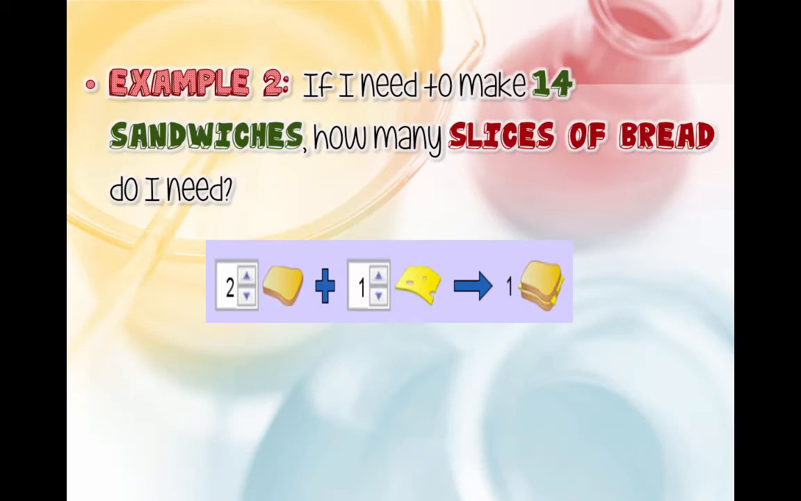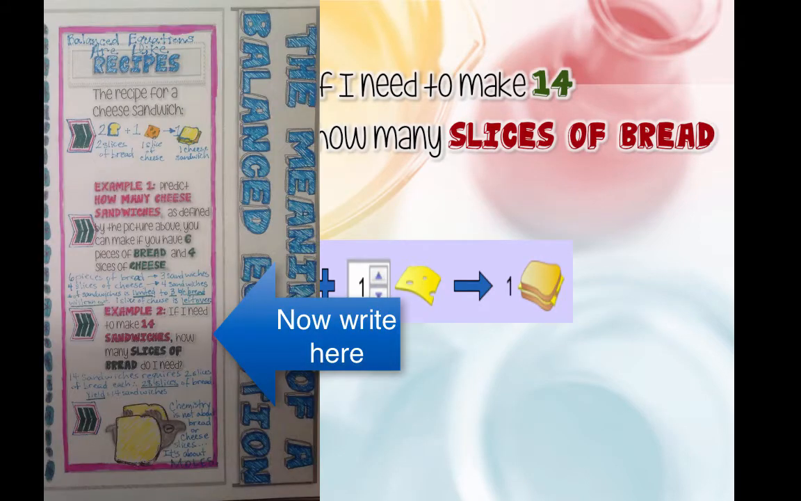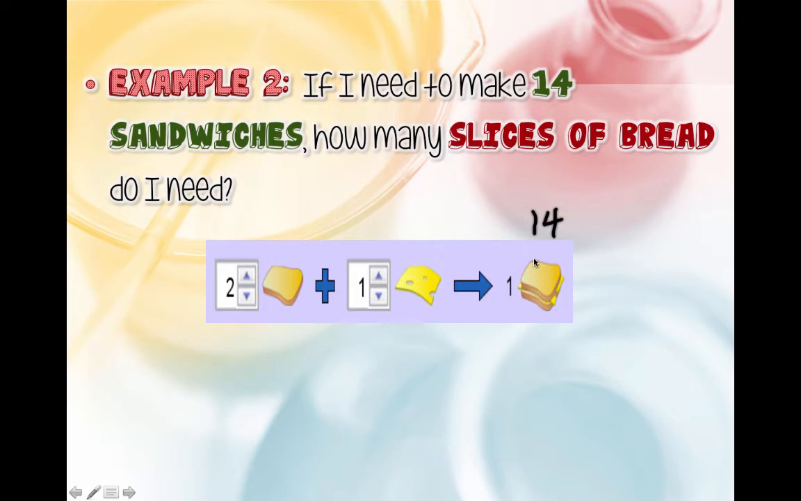What if I needed to make 14 sandwiches? So if I need 14 sandwiches, then how many slices of bread will I have to have? Well, if it takes 2 slices of bread per sandwich, then I need 28 slices of bread. Really, this isn't rocket surgery. Chemistry and stoichiometry is a lot like cooking. If you know your recipe, you can figure out all the rest.